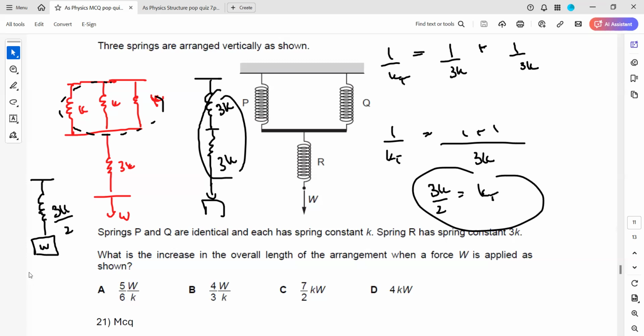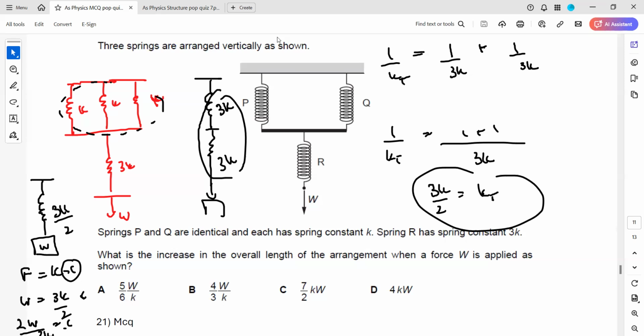So what is the extension? F is equal to Kx. This x is the extension of the whole system, not individual. So F is the weight here, and K will be 3K by 2. When I simplify, it will be 2W divided by 3K. So that is a different type of question, but the same idea.